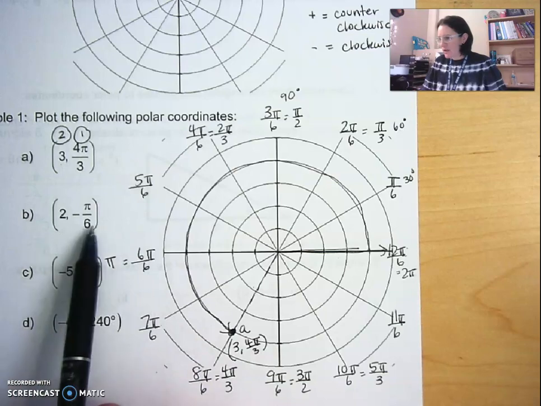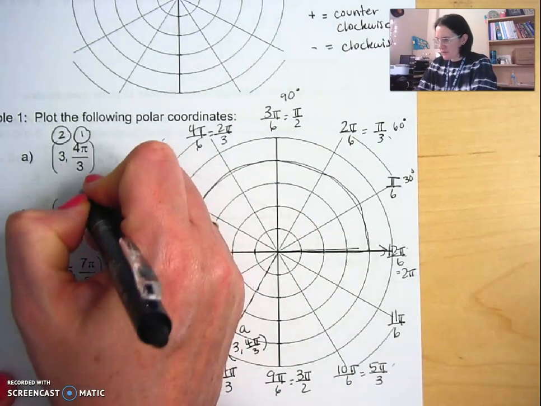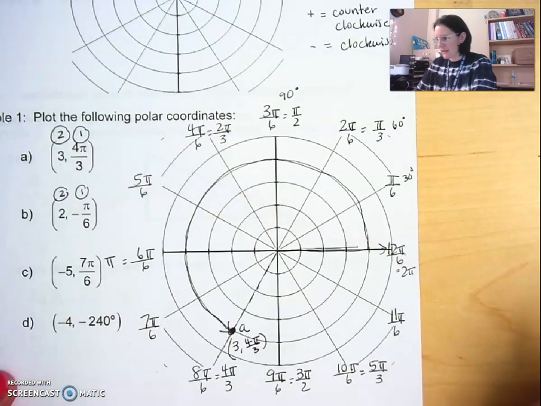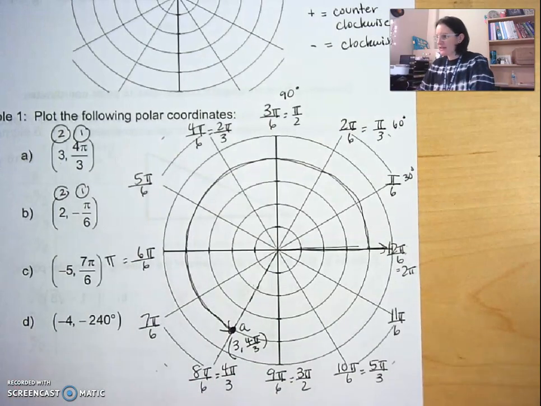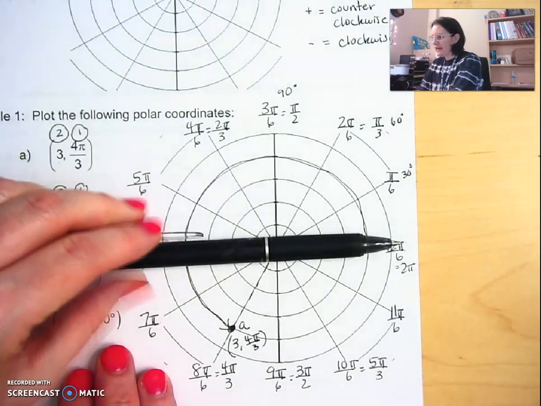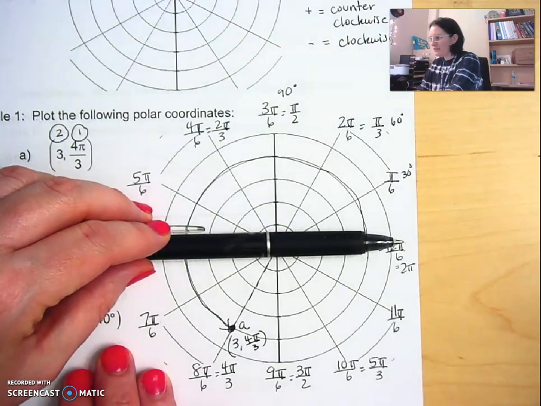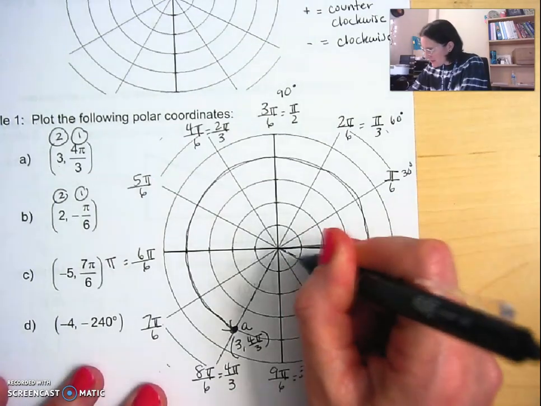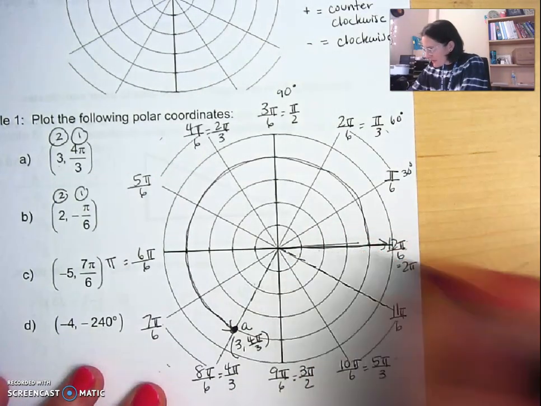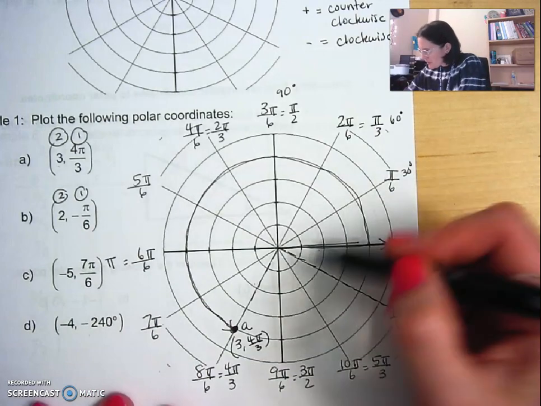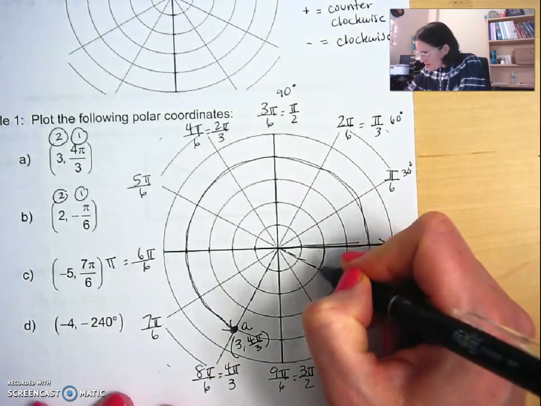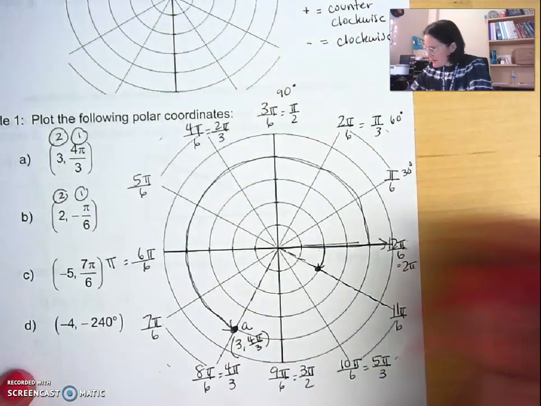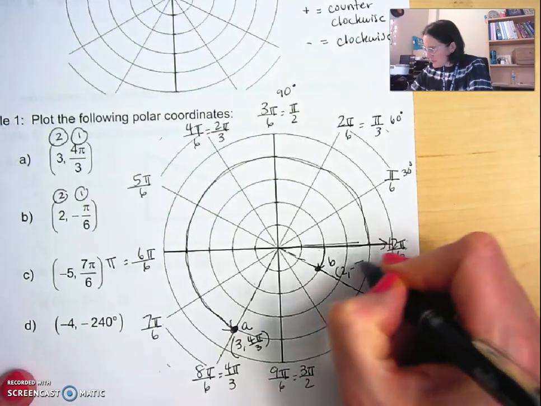So in this next example, the theta is negative. So we're going to determine the angle line first and the radius distance second. So negative pi over 6, now that's negative, so we're going to go clockwise. We start at the polar axis. A negative pi over 6 is going to go down 1/6. So that gets me at this line right here. And my radius is 2, so I'm going to go to the second circle. So this right here is where my next point is. So that's point B, (2, negative pi over 6).